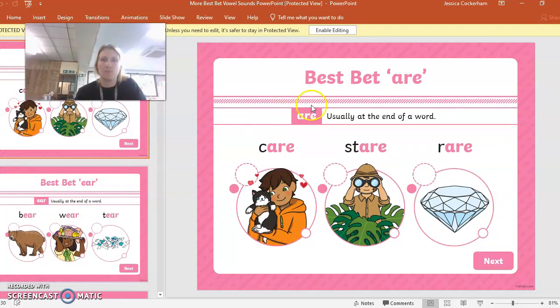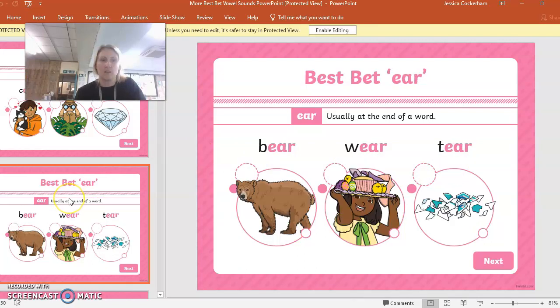Let's have a look at this one. We've got here A-R-E, and it's usually found at the end of a word, and that also makes the air sound. So care, stare, rare. Let's have a look at another one. Can you write this one down? It actually looks like the ear trigraph, doesn't it? But it says air. So bear, wear, tear. So if you can write that air down as well for me, please.